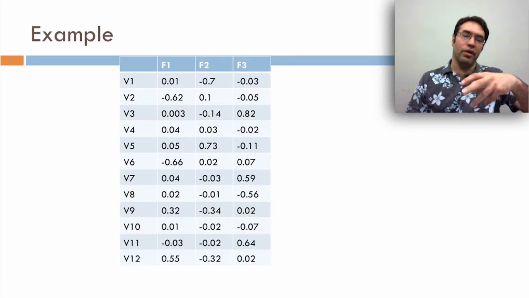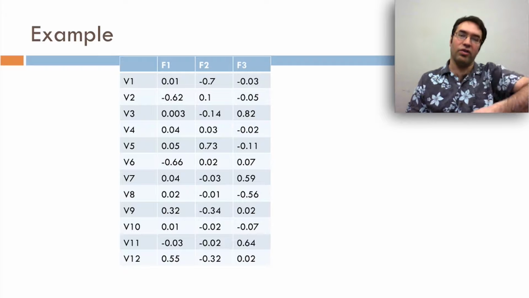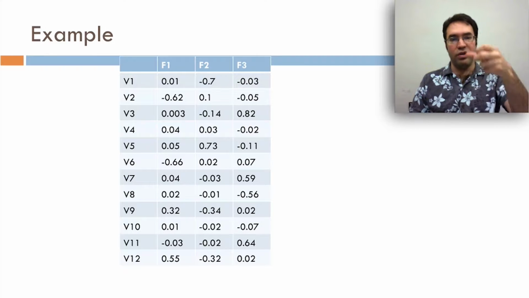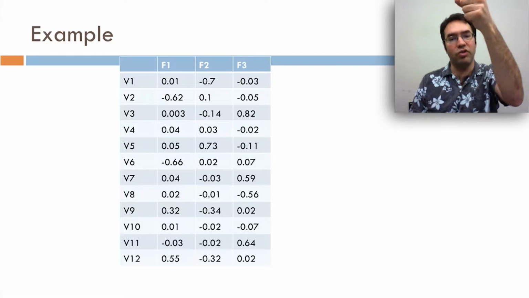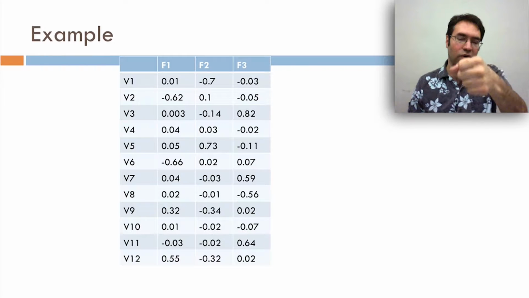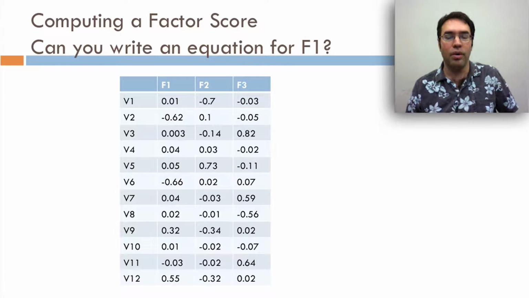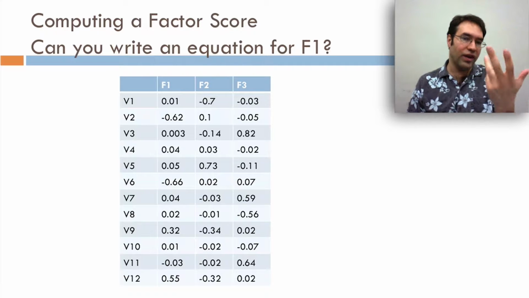So let's look at an example. Let's say that you've run factor analysis and you have your 12 variables and you have your 3 factors, and here's how much each one loads. Here's how much each variable loads on each factor. So, first question, can you write an equation for factor 1?